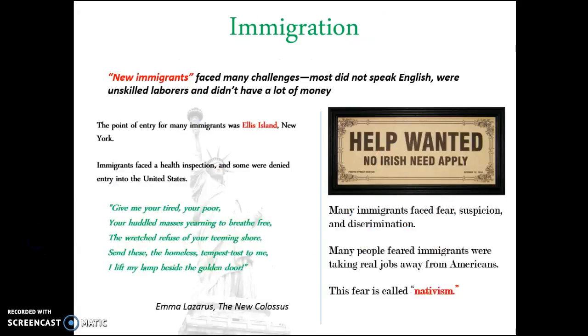So the new immigrants faced many challenges. Most did not speak English, were unskilled laborers, and didn't have a lot of money. The point of entry for many immigrants was Ellis Island, New York. Immigrants faced a health inspection, and some were denied entry into the United States.